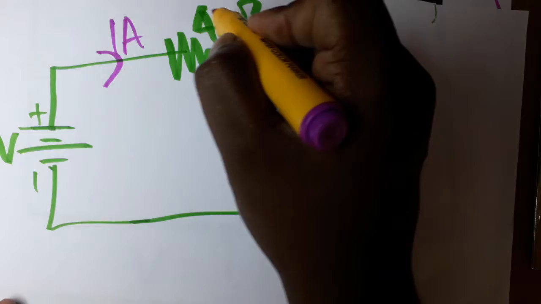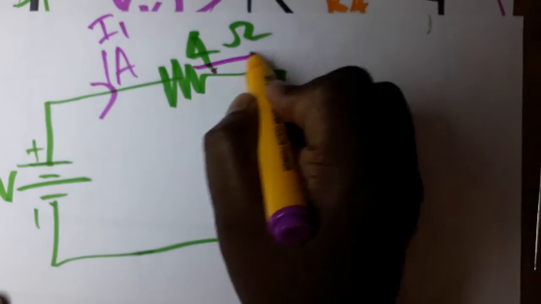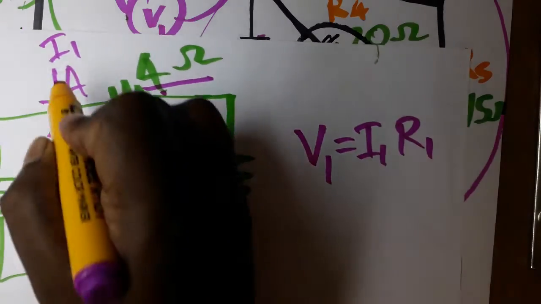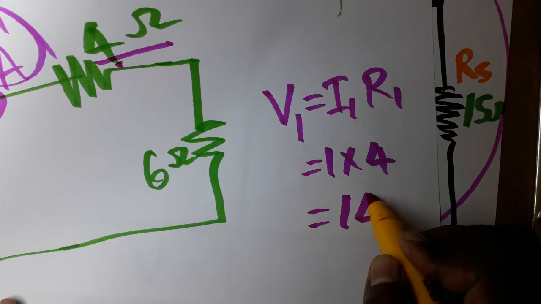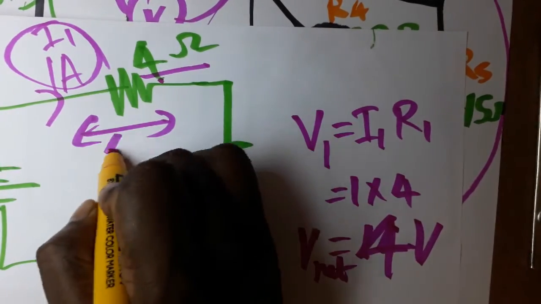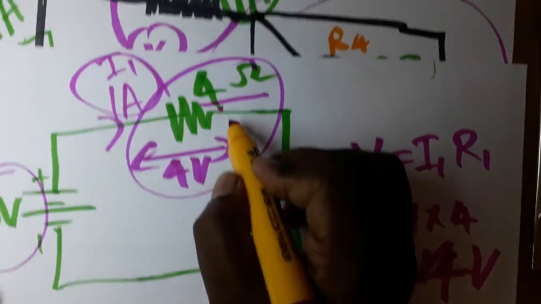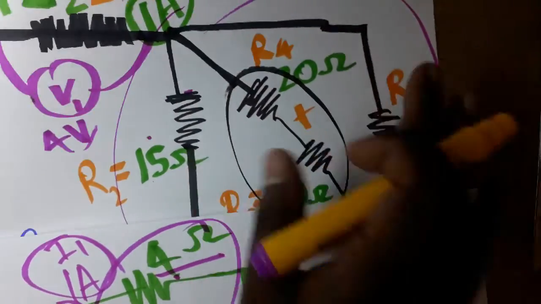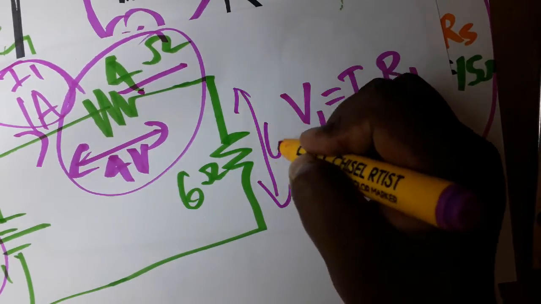Here the current is I1, and its resistance is 4 ohms. I am finding V1, where V1 is equal to I1 R1. So it is 1 into 4, which gives 4 volts. The net voltage here is 4 volts. Totally I applied 10 volts, and 4 volts goes across the 4 ohm resistor. The remaining voltage for this is 6 volts.